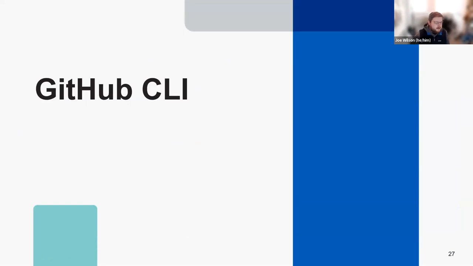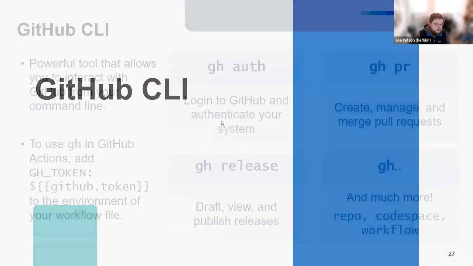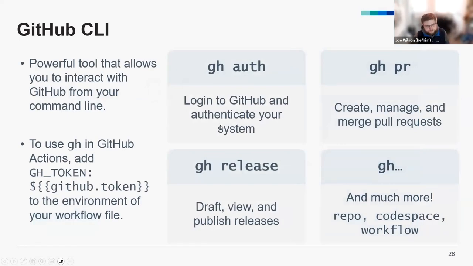Okay, GitHub CLI. GitHub has a command line interface that is really powerful and allows you to interact with GitHub from your command line. This means we can use the run fields in steps to interact with GitHub directly, and we can do lots of different things. We can use the GitHub auth command, which allows you to log into GitHub and authenticate your system. If you're setting up your computer to work with GitHub, you can use this command instead of other methods. We don't need to do this in actions as it's automatically done.